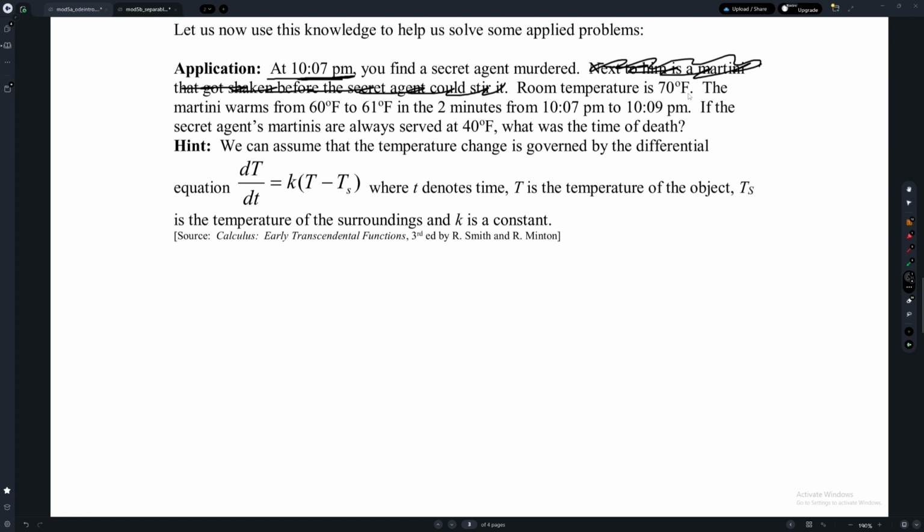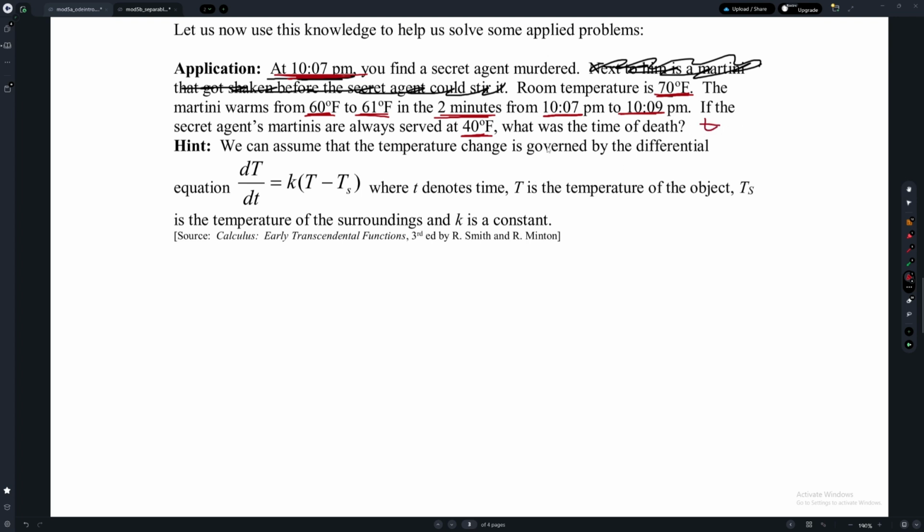Room temperature is 70. So actually, I'll highlight this in a different color. So we have 70 here. We have 10:07 here. Martini warms from 60 to 61 in 2 minutes. So from 10:07 to 10:09. If the martini is always served at 40, what was the time of death? So we're looking for time.